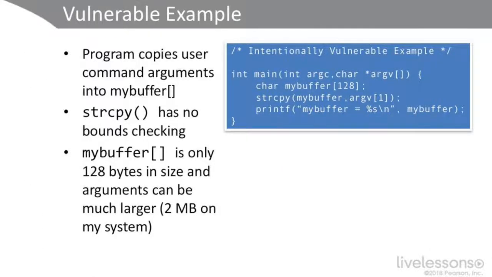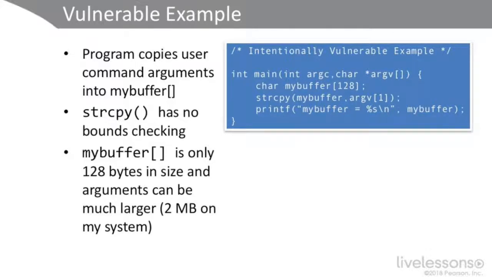Let me give you an example of this, written again in C. It's an intentionally vulnerable example. You probably will not see code that looks like this in the real world, but this is just for demonstration purposes to give you an idea about what's going on. We have a main function, and this main function allocates a buffer called myBuffer. You can see it's called char myBuffer[128], so I'm allocating 128 bytes for that buffer.